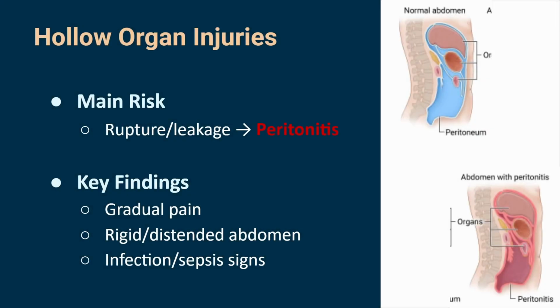Now, if I said, what's the main risk of a hollow organ, your response should be peritonitis. The main risk of solid organs is blood. Now, can you bleed from a ruptured hollow organ? Yes. Can you get septic from an infected one? Yes, of course. But the primary and motivating thing for us is knowing that the big issue with hollow organs is that the rupture and leakage of those organs can lead to inflammation and infection and ultimately peritonitis.